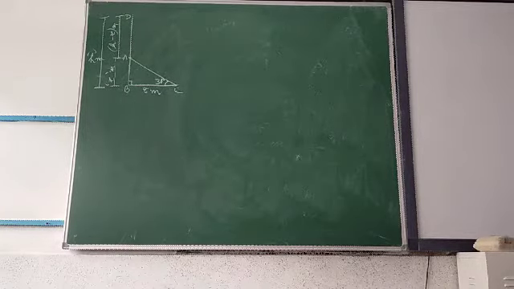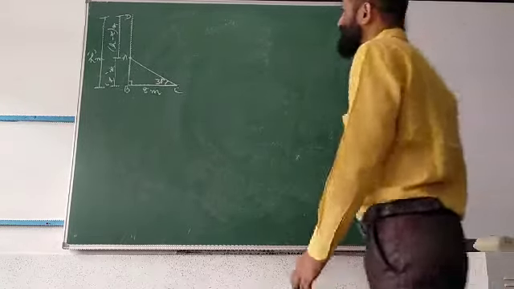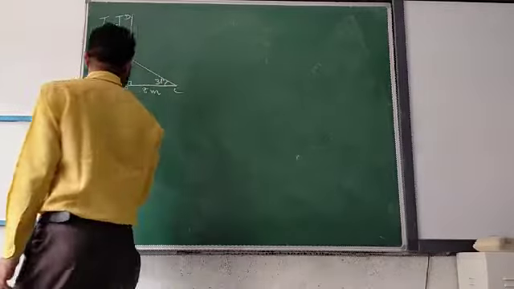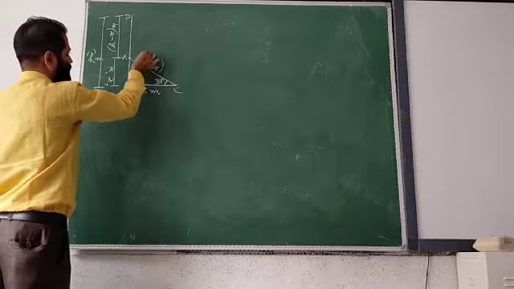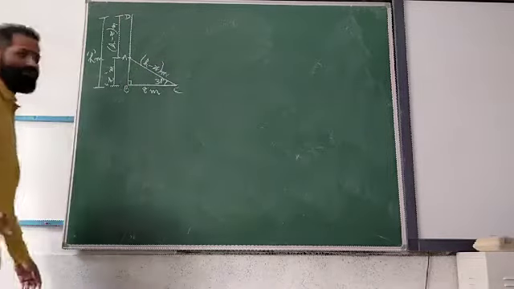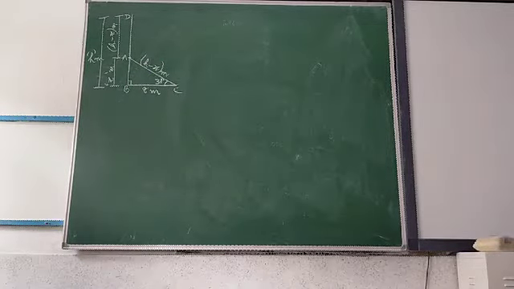Now we know that this AD will fall to the ground. That means it will just touch the ground. That means can we say that AD and AC are equal? Yes. So let us suppose that this will be H minus X meter. Any confusion? Okay.